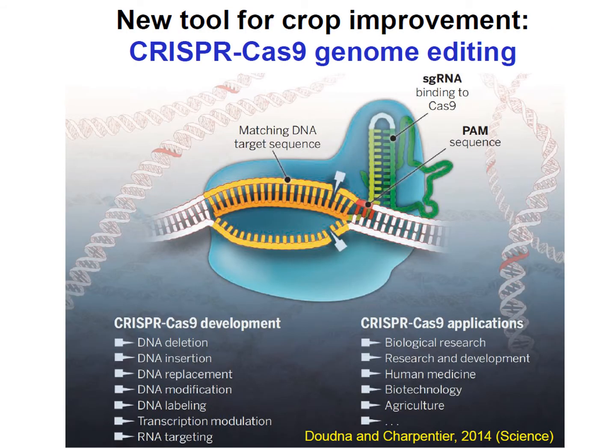CRISPR-Cas9 genome editing is useful for crop improvement. The Cas9 enzyme generates a break in the double-stranded DNA by using two catalytic centers to cleave each strand of DNA at the target site next to the PAM sequence, matching the 20 nucleotide sequence of the single guide RNA.